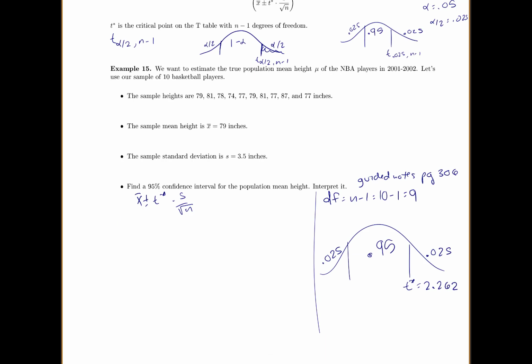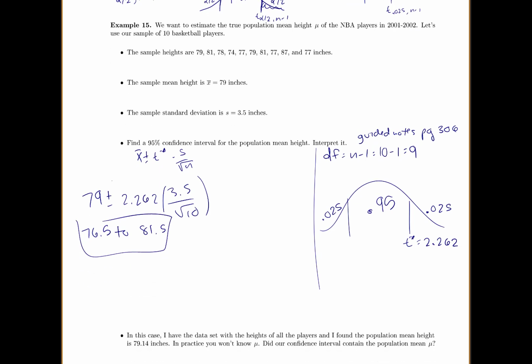Okay, now we can plug it all in. We have 79 plus or minus 2.262 times our sample standard deviation of 3.5 over the square root of 10. And this should give me about 76.5 to 81.5. So that's my confidence interval. Anytime we ever write a confidence interval, though, if you've taken any of my classes especially, we will always write an interpretation for it. So we'd say something like, we are 95% confident.